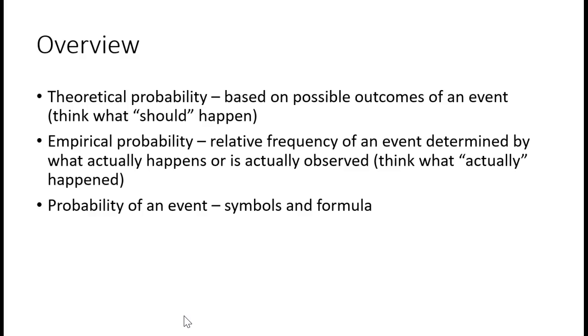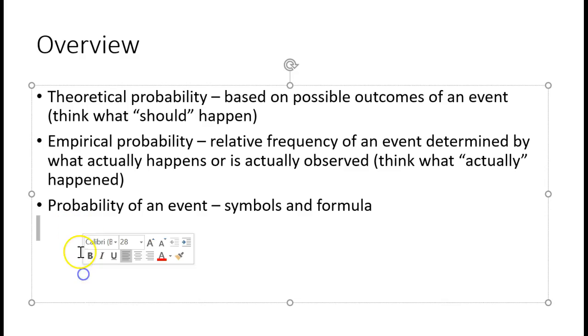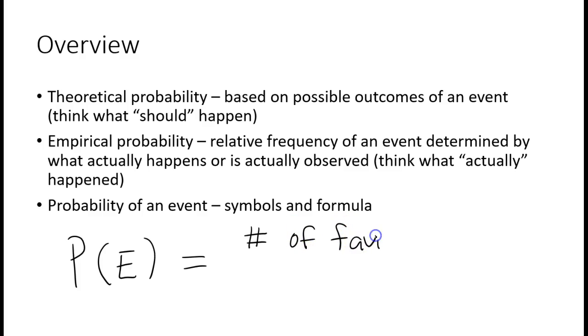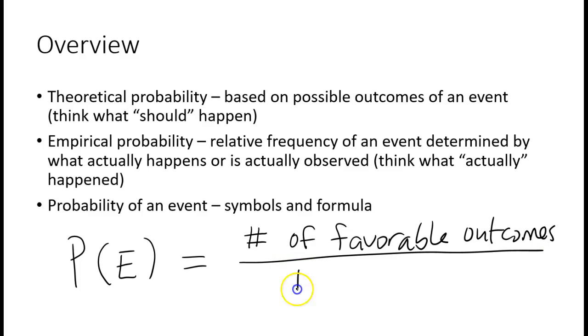So the probability of an event, which your textbook denotes by P of E, is going to be the number of favorable outcomes of what we're looking for, divided by the total outcomes. Okay, so let's look at a few examples.